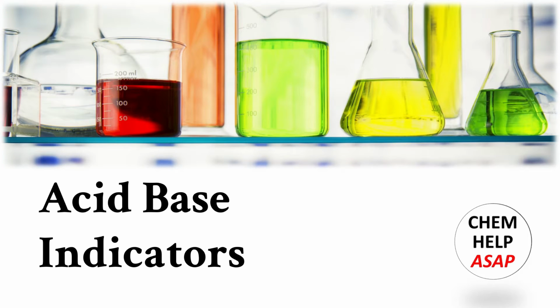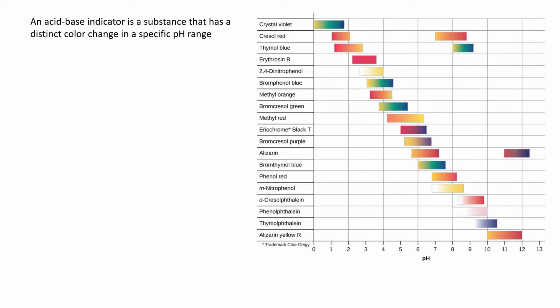Today we're going to be talking about acid-base indicators. These are the compounds that turn all sorts of pretty colors when we do acid-base titrations. Let's get started. An acid-base indicator is any substance that has a distinct color change in a specific pH range. So to be an indicator, you must have both of those qualities. You have to have a definite color change, and that color change must happen in a very specific pH range.